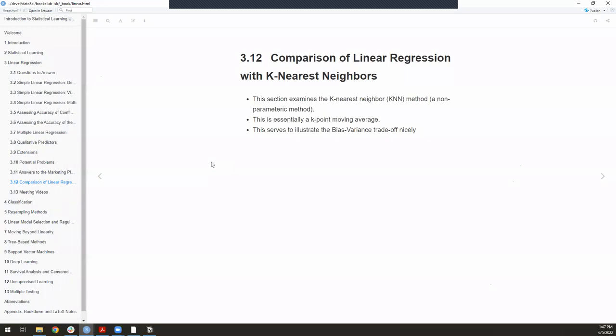I thought the point of it was to illustrate this bias variance thing and give you an idea of an alternate way of looking at it, and also to give an example of a non-parametric method, so you get a feel for what that means. That's what I got out of it. And then Kevin mentioned the third thing about the curse of dimensionality as well.